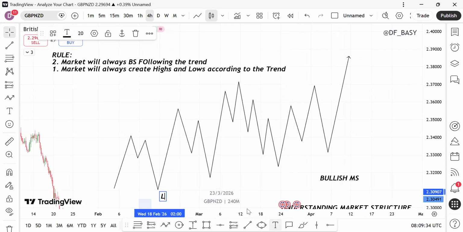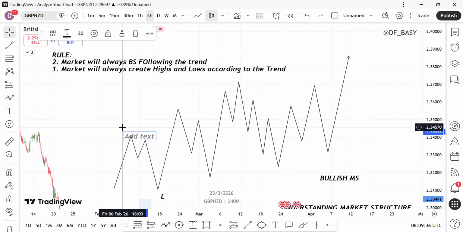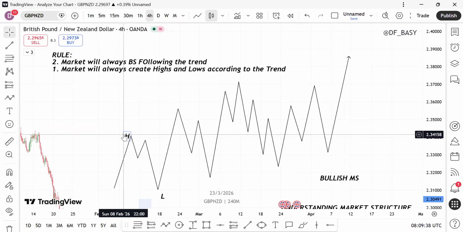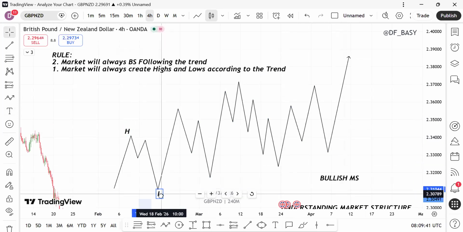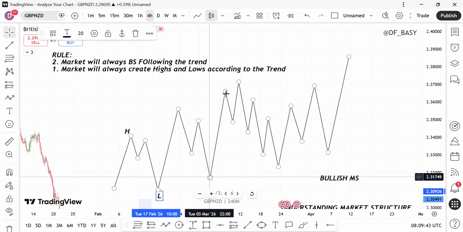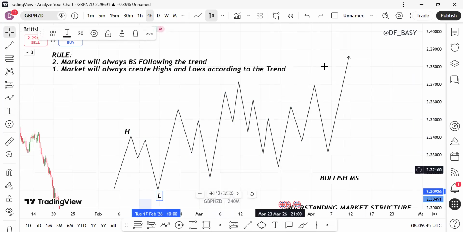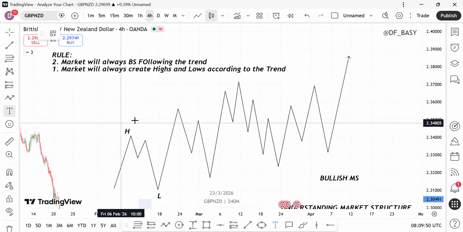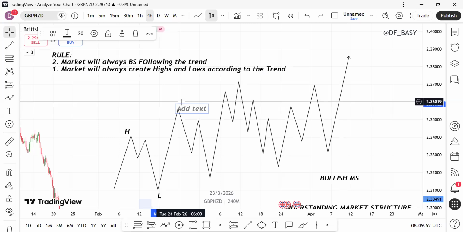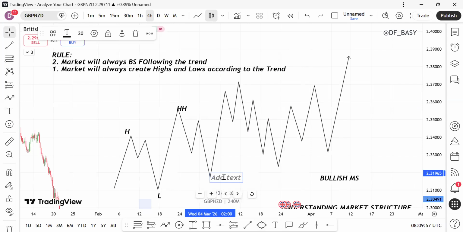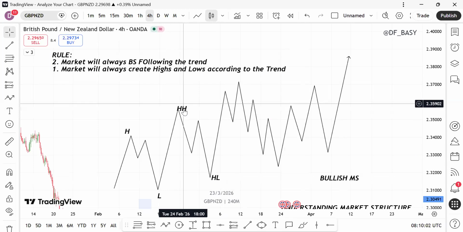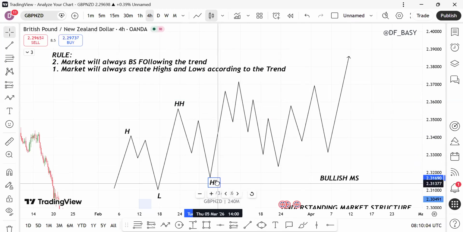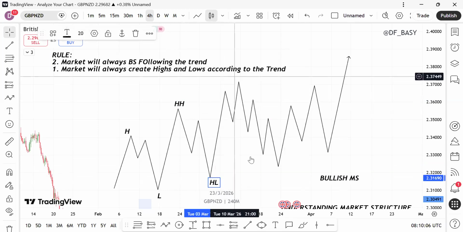Then I'll take this as what? My high, right? So now if the market is creating a high, a low, a high, a low, a high, a low, a high, that means indirectly it's creating what? A higher high and a what? A higher low. So with this, I've identified the market is creating higher highs, higher lows, higher highs, higher lows.